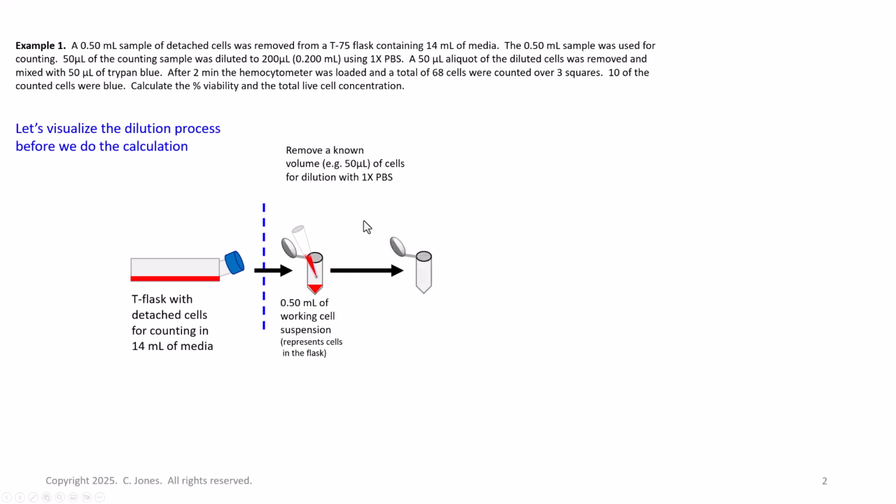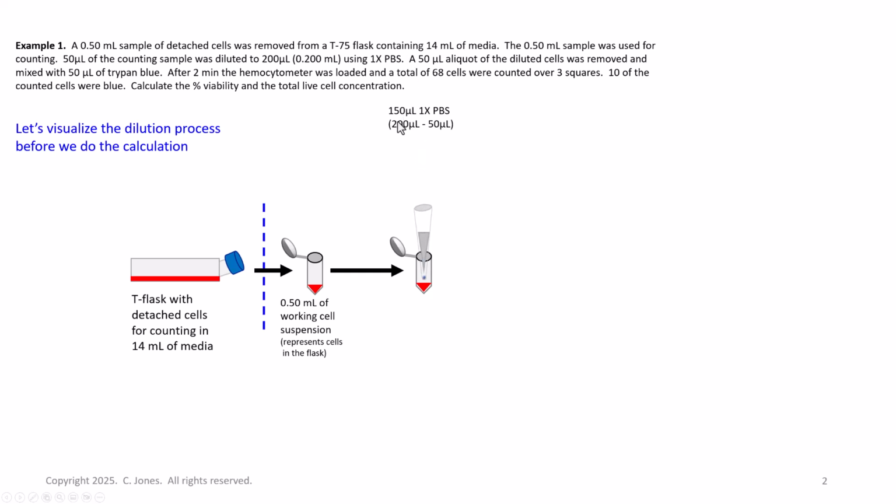Okay, so we've removed 50 microliters and placed it into another pyrogen-free microcentrifuge tube. And there we go. Okay, and now we're going to dilute this to 200 microliters using 1x PBS. So that means that we're going to add 150 microliters of 1x PBS, right?